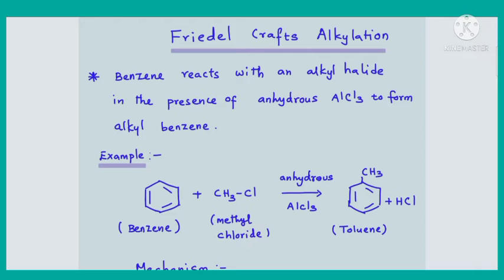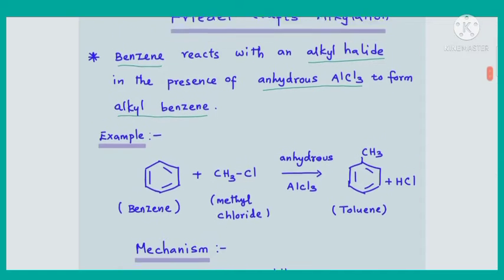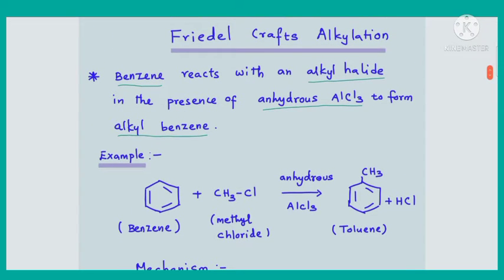First of all, let us see what Friedel-Crafts alkylation is. It's a chemical reaction in which benzene reacts with an alkyl halide, such as methyl, ethyl, or propyl halides, in the presence of anhydrous aluminum chloride to form alkyl benzene. This is what we call Friedel-Crafts alkylation: benzene reacting with alkyl halide in the presence of anhydrous AlCl3, aluminum trichloride, forming a product which is nothing but alkyl benzene.